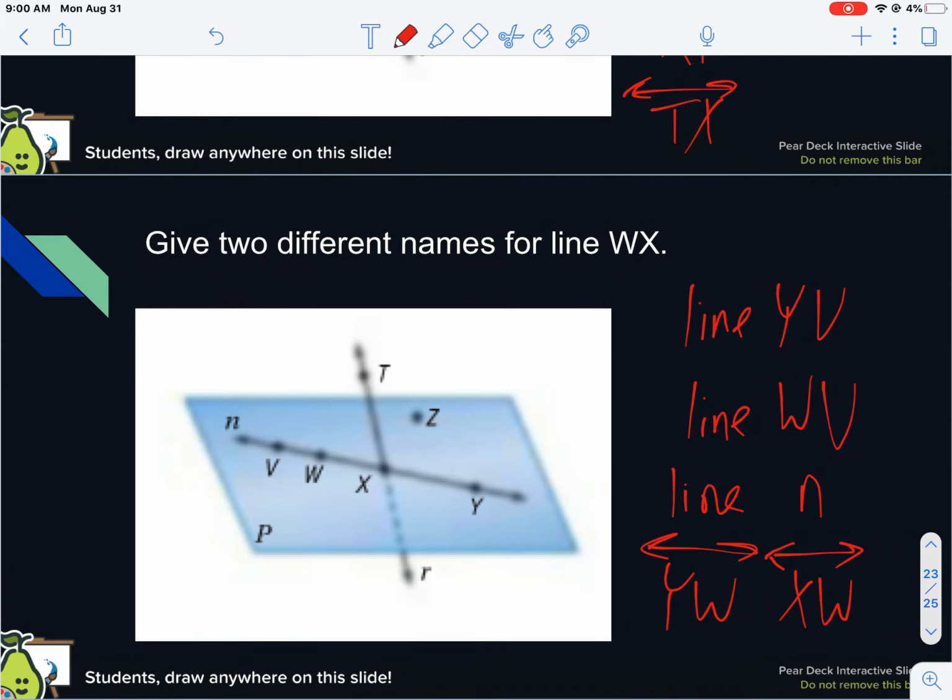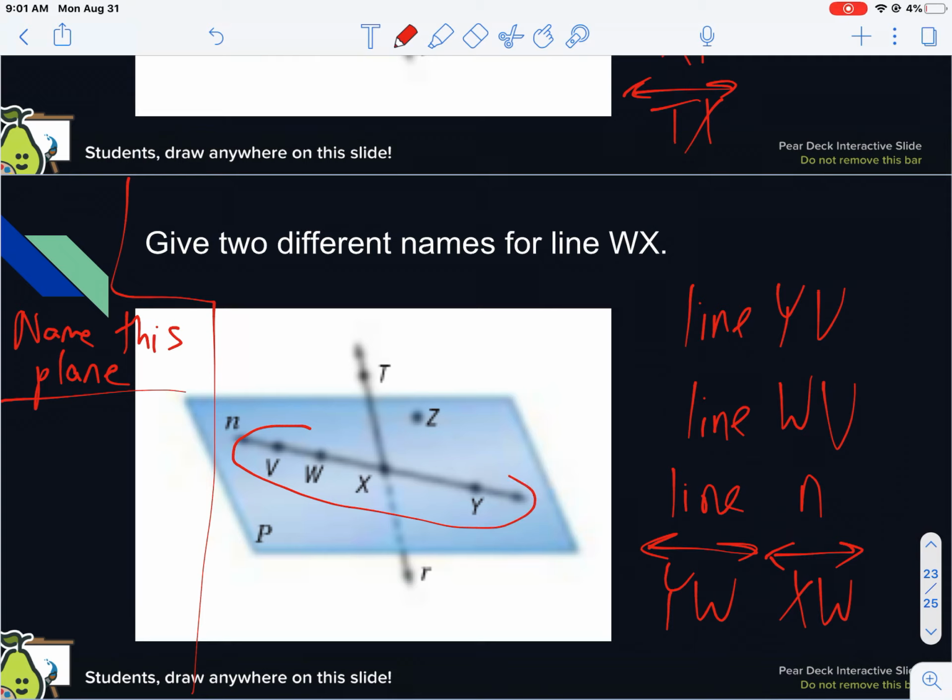Okay. All right. Lastly, what I want to do is just ask you how to name this plane. Also, what I was trying to say earlier. So, if we were to name this plane, let's just put a side note here. Name this plane. So I'm going to make that separate from this. So what I was trying to say earlier is you can't use 3 points on the same line to name a plane. Why is that?